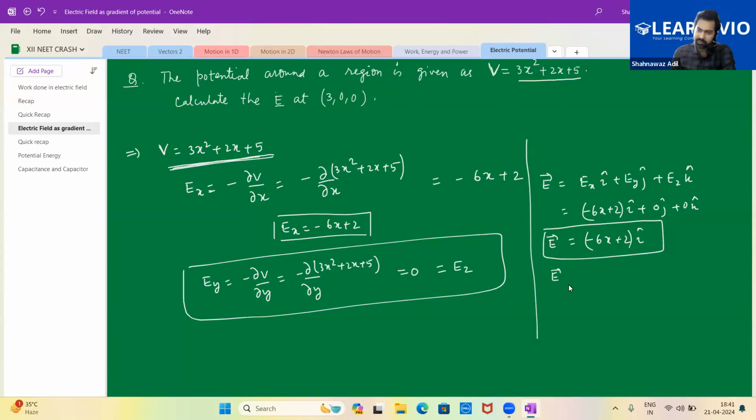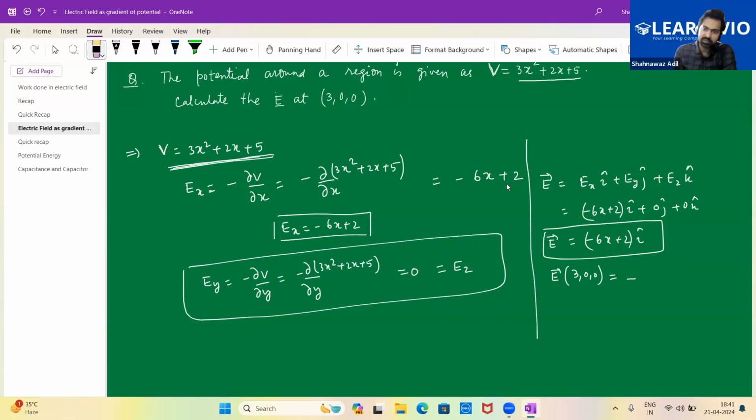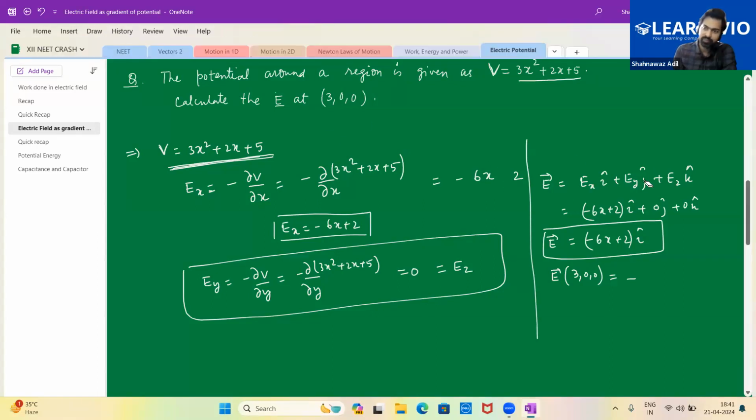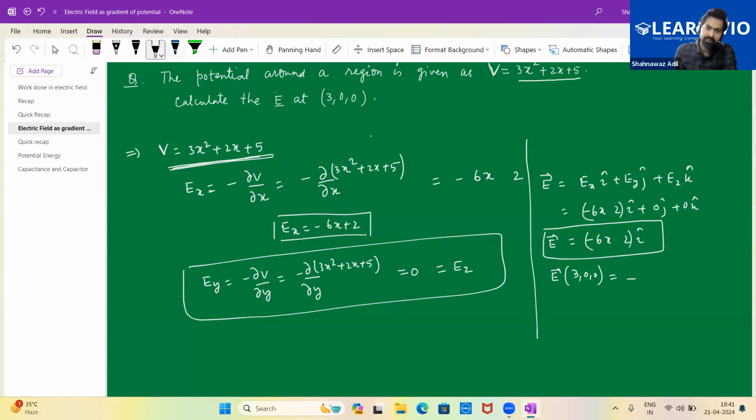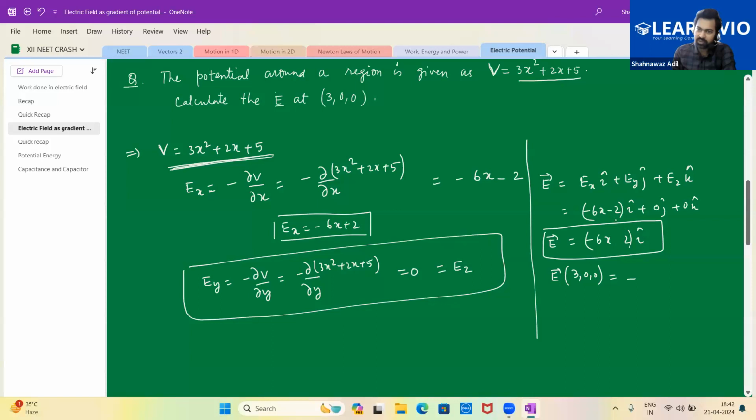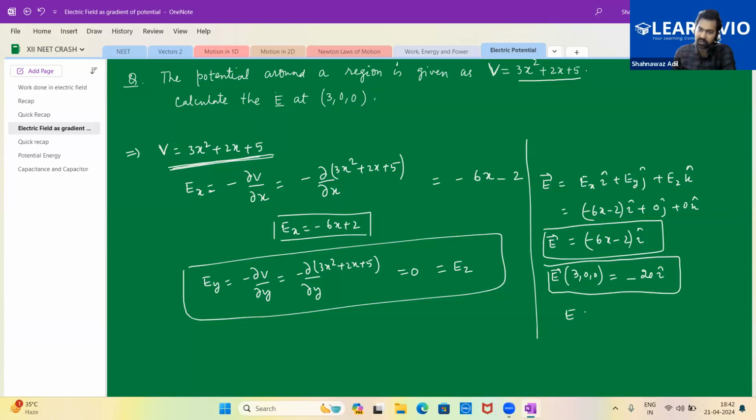So that would be, x value is 3. So that is simply minus 6 3s are 18 and plus 2. Oh, so this is also minus, right? So this thing is also minus, and in here we have also minus. So what do we have? This is minus 2, this is minus 2, this is minus 2. So 6 3s are 18, minus 2, minus 20 I hat. So this would be the electric field and the magnitude would be simply 20.